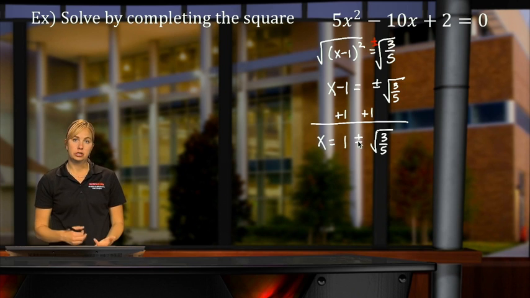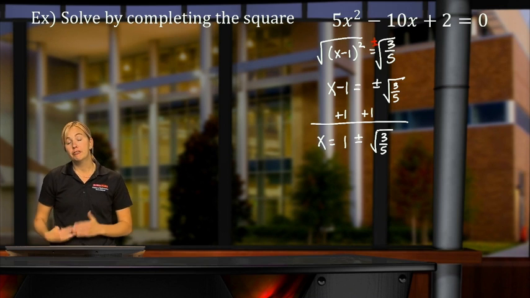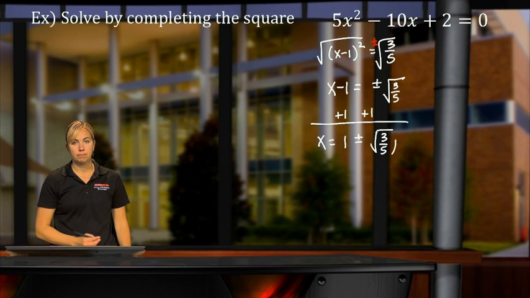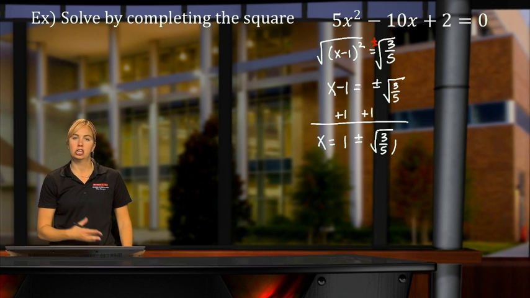So we've gotten to our solution. We found out what x is. Now let's talk about the appropriate way of leaving our answer. Here we have the square root of a fraction. If you recall from our previous unit when we learned about radicals, it's not appropriate to leave a fraction underneath a radical. We need to rationalize that.